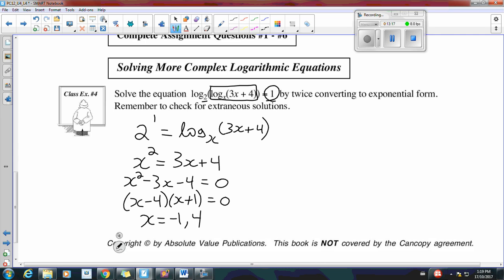So here I need to eliminate this solution, but for a slightly different reason. I need to eliminate the solution because I have a logarithm with base x and I cannot have a negative base in my logarithm. So my only solution here is x equals 4.